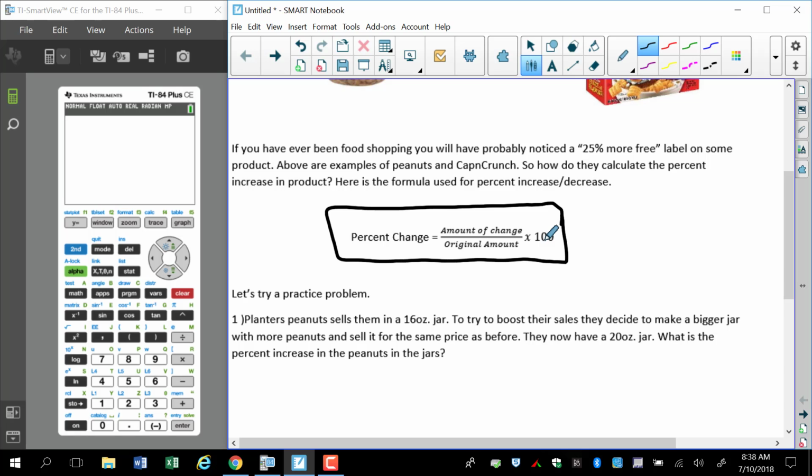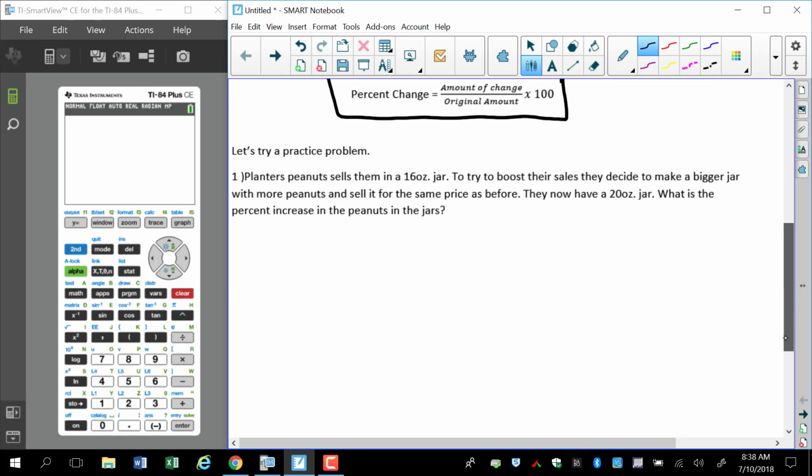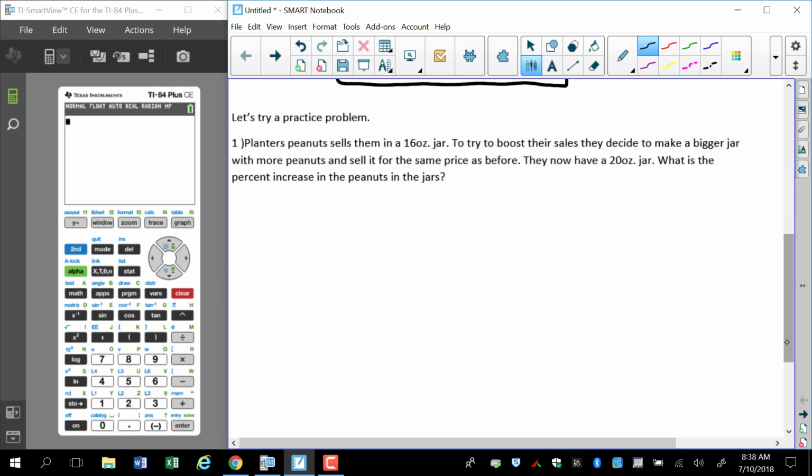So let's do a quick practice problem with a jar of peanuts. Planters sells them in a 16-ounce jar, and then to boost their sales, they make a bigger jar and put more peanuts in. Now they have a 20-ounce jar. What is the percent increase of the peanuts in the jars? If we want to look at percent change, you can write the word percent change or percent increase. I'm just going to use the word change right now.